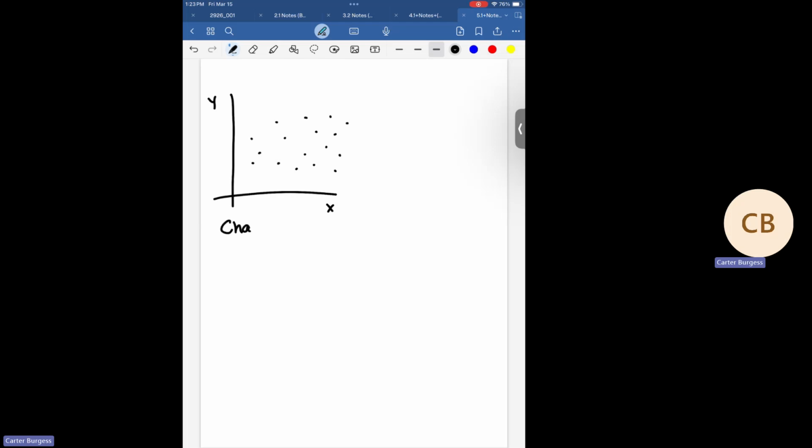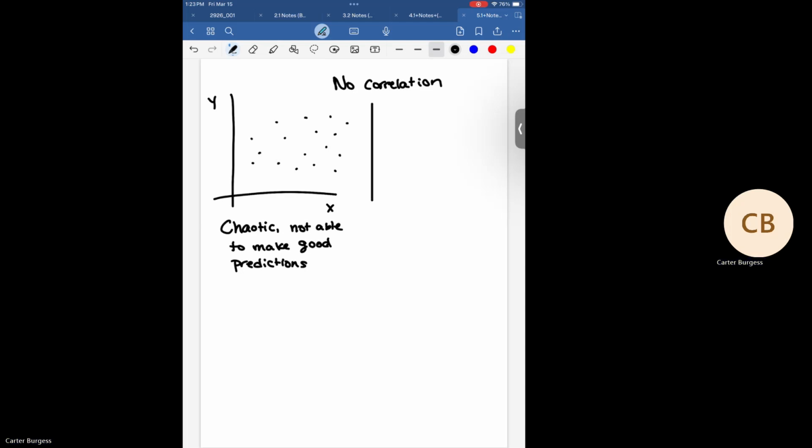So this is chaotic, not able to make good predictions. This is no correlation. This is not the only way that we can have no correlation, though. I think a subtle other example here that we could certainly see is an example, we talked about this a couple minutes ago, like the one that we see here.